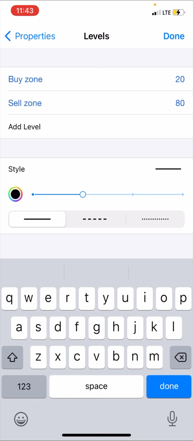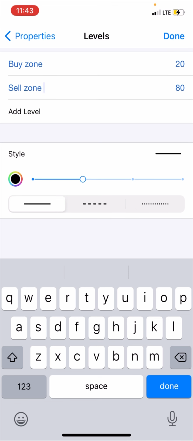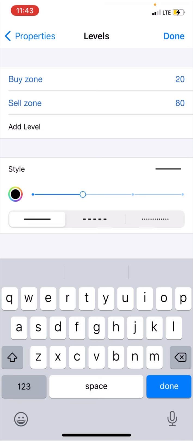And then if you're using the white background, make sure you choose color black here, right? Or any other color that will be visible, but make sure it's a dark color so it'll be visible on your white background chart.